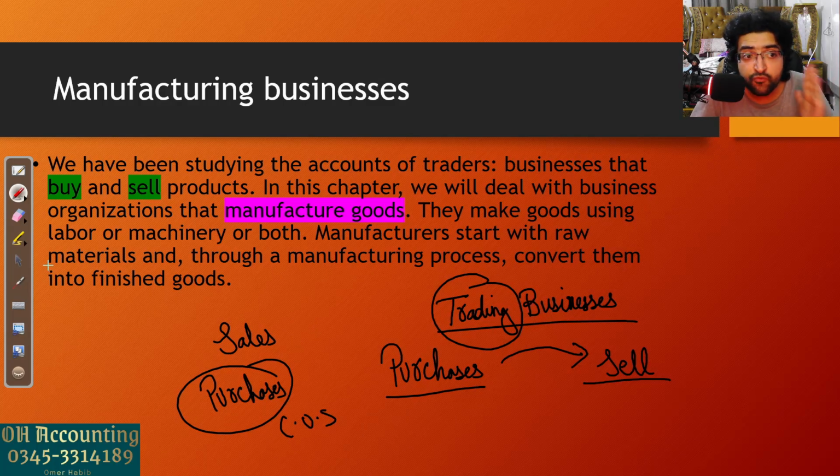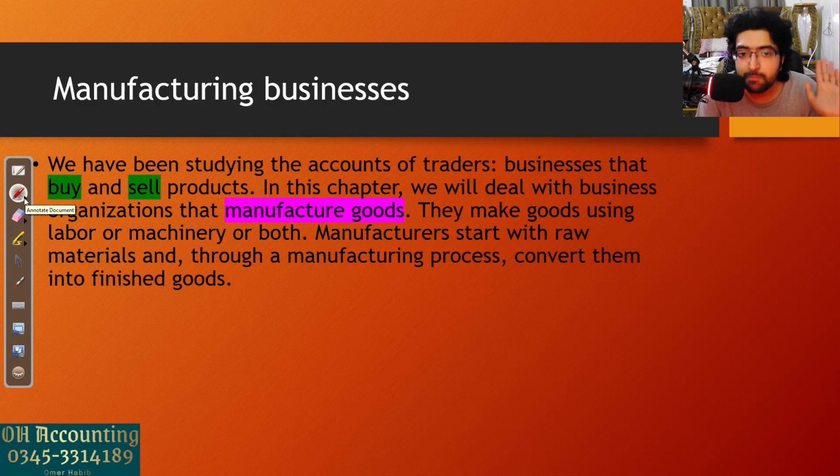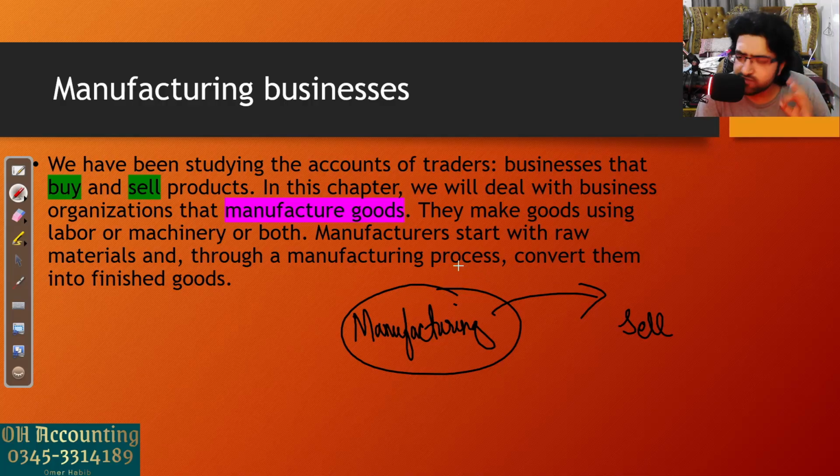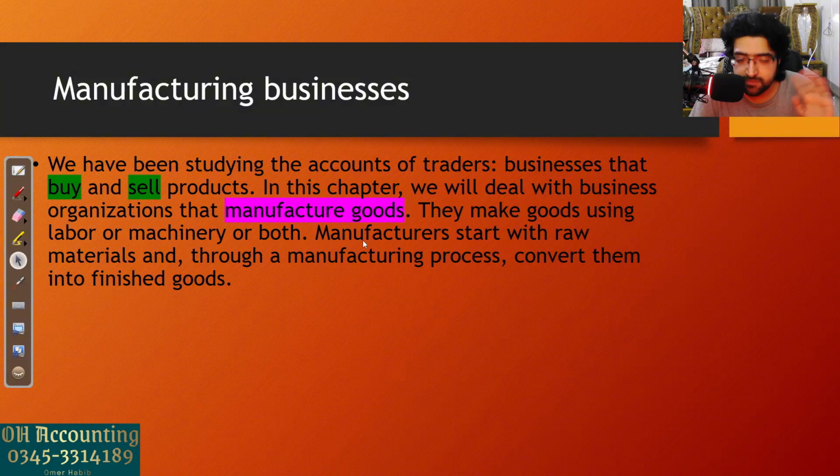Now we will talk about manufacturing businesses. Manufacturing businesses are those who manufacture their own goods. In simple words, who produce or make their own goods. They start with raw materials and then they manufacture those goods and then they sell them. They are not buying goods from someone, they are producing their own goods, and then they are selling these goods. So instead of purchasing, they are manufacturing their own goods. Obviously, how do you manufacture goods? Using raw materials. We will talk about all that in the coming slides. For now, you should just understand the meaning of manufacturing businesses.